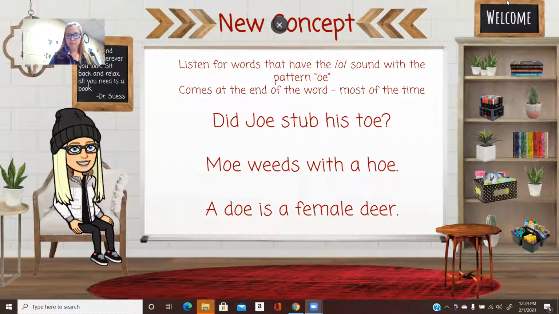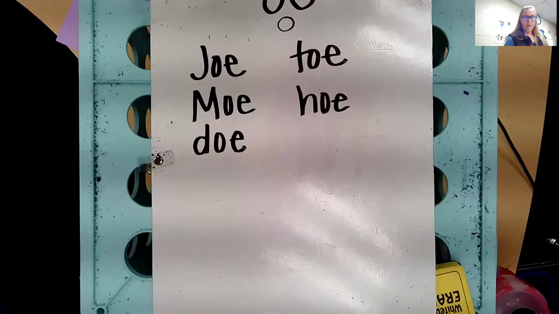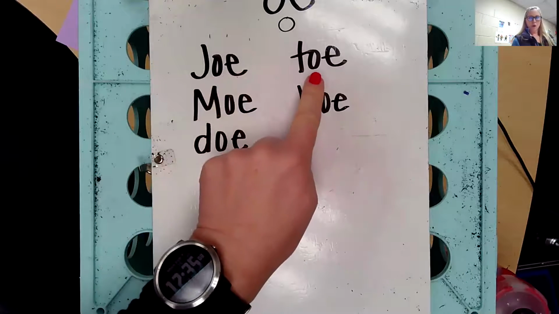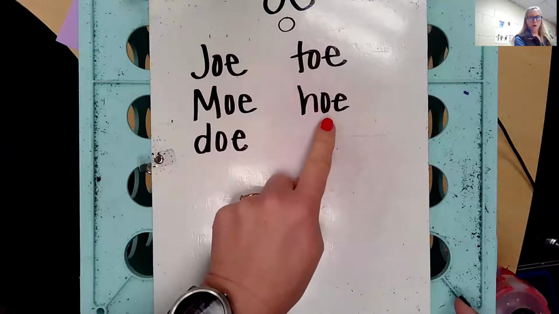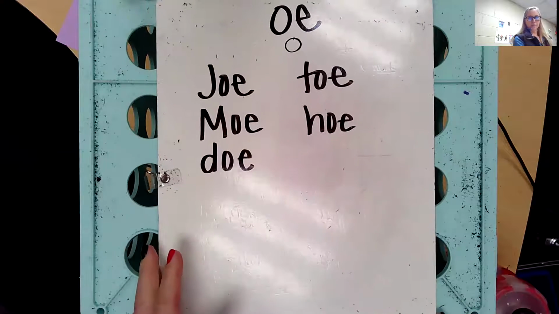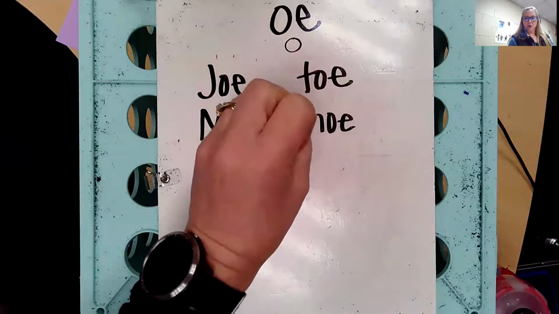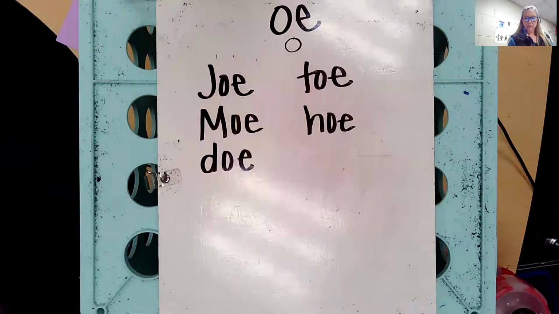So let's take a moment. Let's practice spelling a couple more words. So you, on your whiteboard so far, have the following words. Joe, toe, mow, hoe, and doe. Knowing that OE is a vowel team that says O. All right. Let's see, let's try a few more. Some of these might be new words to you.